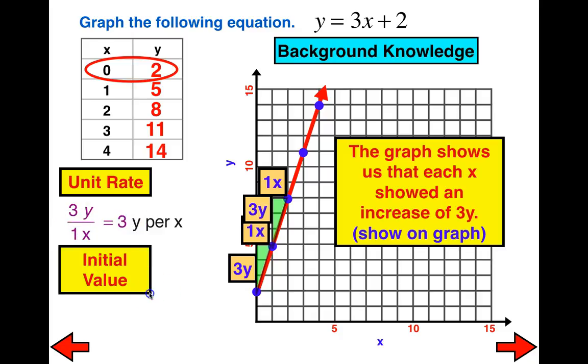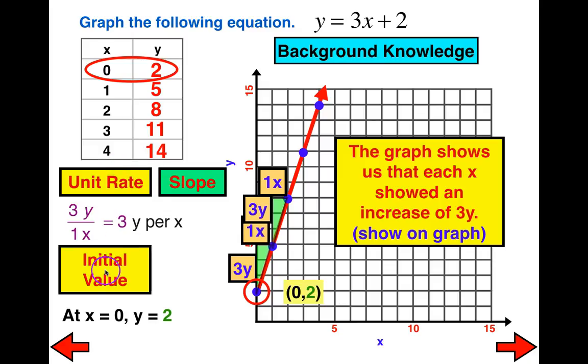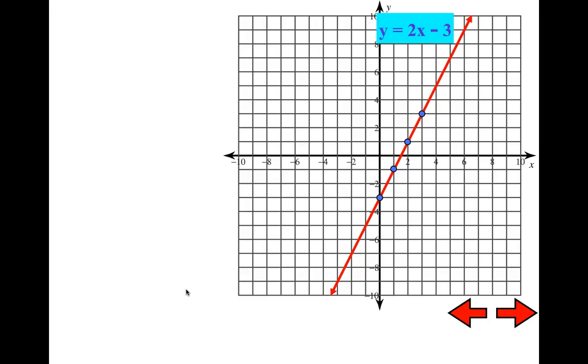Our initial value, where did it initially start? It started at 0. When X was 0, Y was 2, or you could think of it as this ordered pair here, which is (0, 2). Either way, you would say at X equals 0, Y equals 2. So unit rate is slope and initial value is Y-intercept. So keep that in mind.